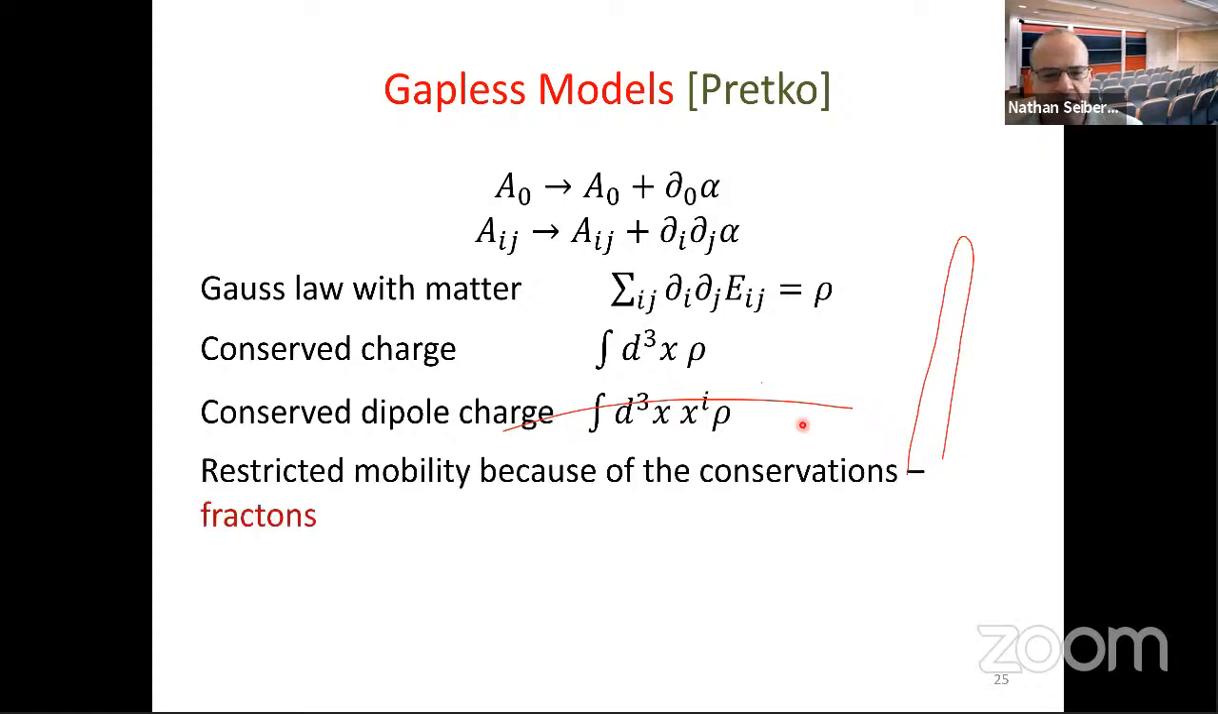This means that the excitations have restricted mobility. So if we have an excitation, it carries some charge. It also has some dipole charge. If we try to move the excitation to a different location, the total charge is not going to change, but the dipole charge will change. And since the dipole charge is conserved, particles have restricted mobility.